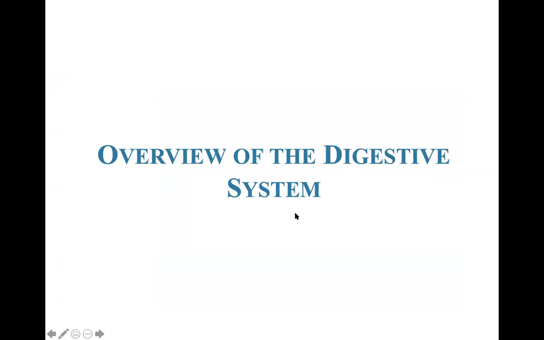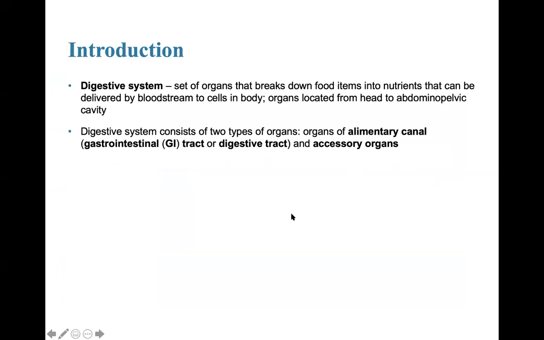Okay, so this is going to be the first recording of the digestive system. The digestive system consists of a set of organs that breaks down food items into nutrients that can be delivered by the bloodstream once absorbed into the cells throughout the body.